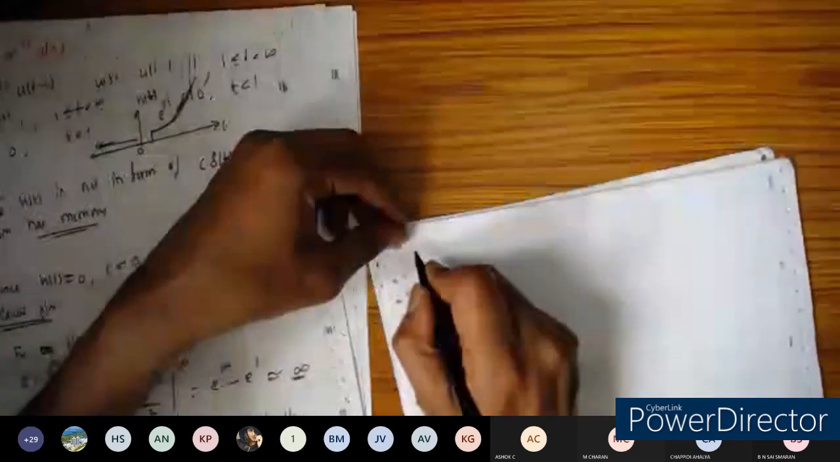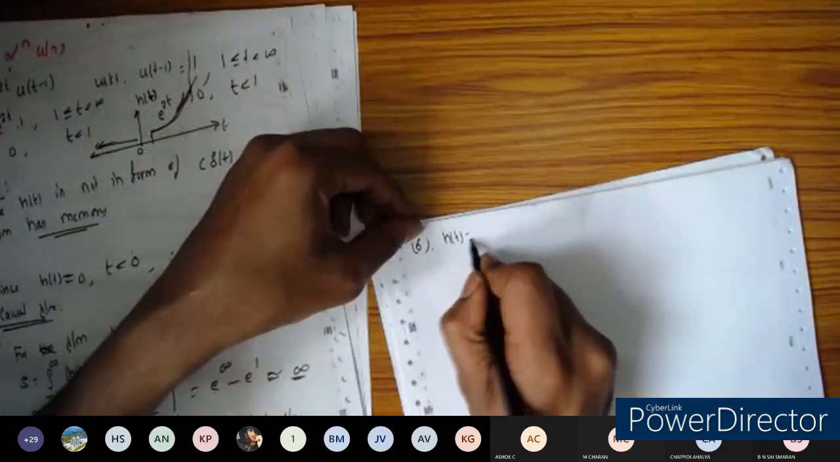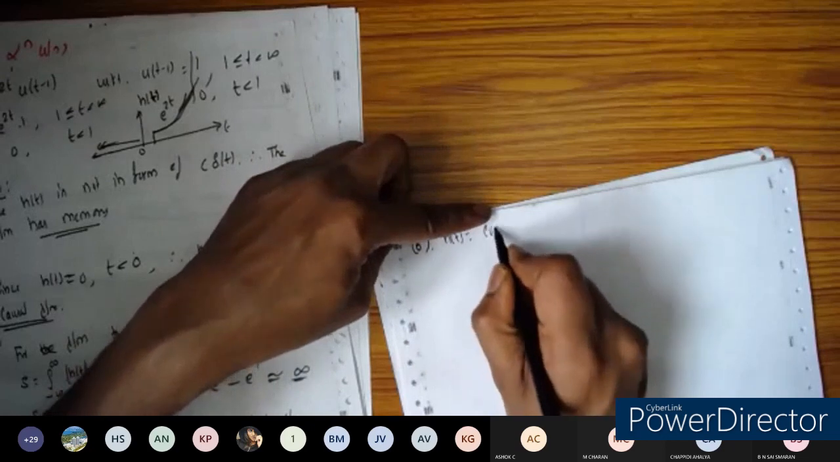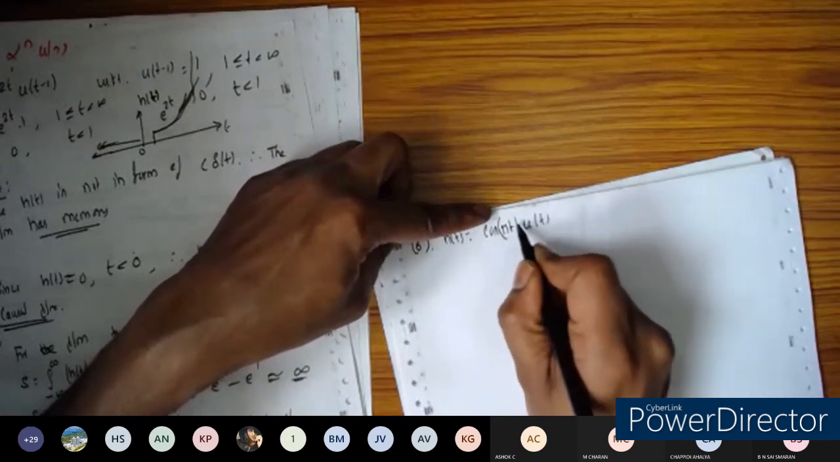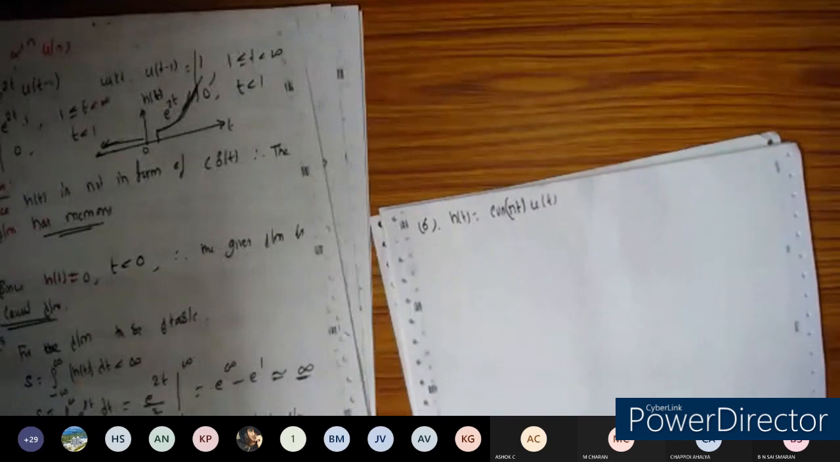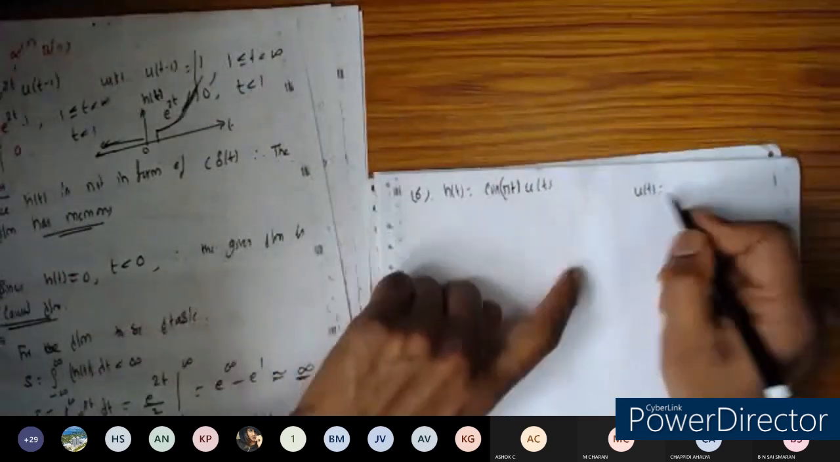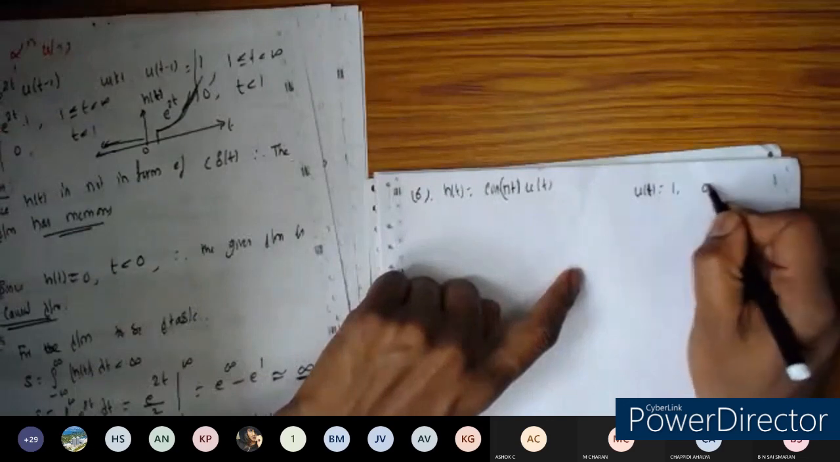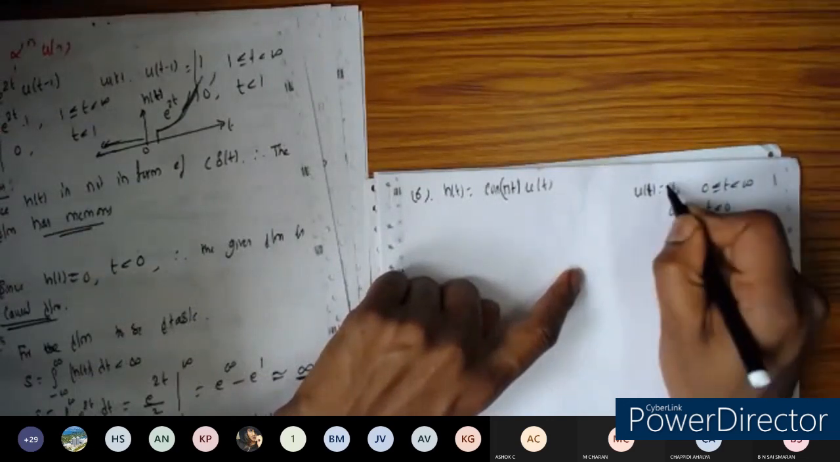So take h of t, this is problem number 6. You can take h of t is equal to cos pi t into u of t. We know that u of t is equal to 1 for 0 less than t less than infinity, and 0 for t less than 0.